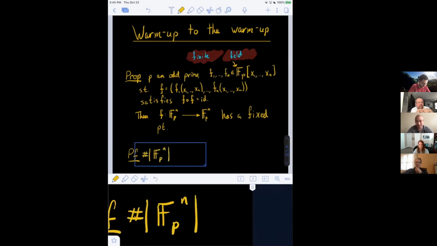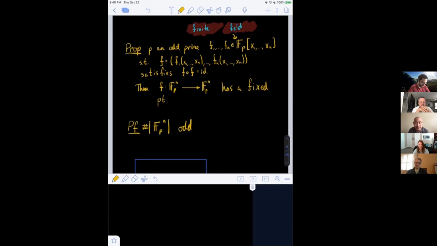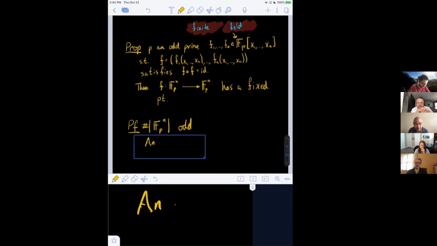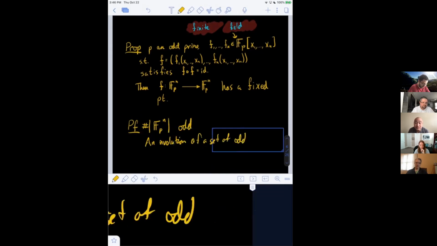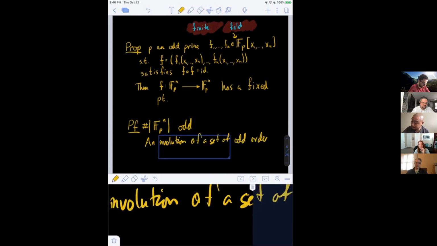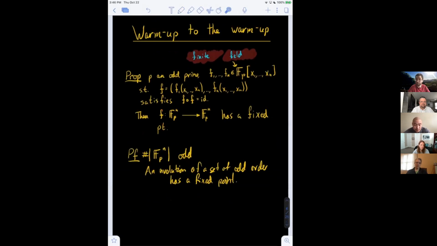Cameron says p to the n is odd. Yeah, exactly. The number of elements is odd. So we're exactly in the situation of the previous slide. So we just proved an involution of a set of odd order has a fixed point. So really, in fact, we didn't use that our map came from a polynomial. We just used that it was a map, right?